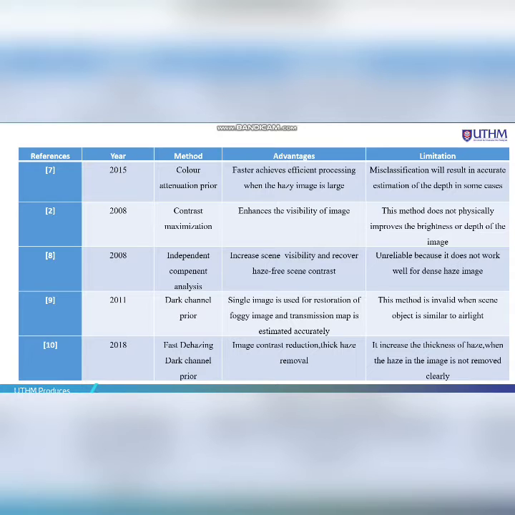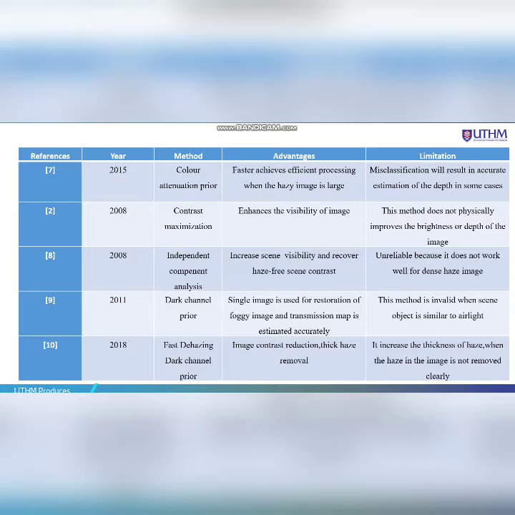Now we go to the literature review. From 2015 is the color attenuation prior method. The advantage of this method is faster and efficient processing when the hazy image is large, but the limitation is that miscalibration will result in inaccurate estimation of the depth in some cases. In 2008, contrast maximization: the advantage is it enhances the visibility of the image, but this method does not specifically improve the brightness or depth of the image. The third one is 2008 independent component analysis, whose advantage is it increases scene visibility and recovers haze-free scene contrast, but the limitation is that it is unreliable because it does not work well for dense haze images.